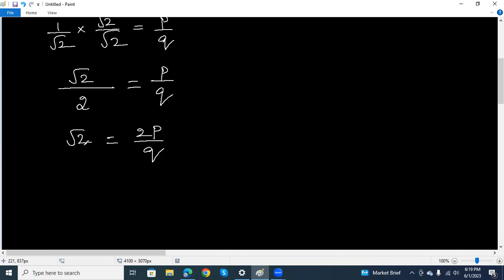But root 2 is an irrational number. Are they both the same? Are they both equal? No. So we will put the same thing. Here 2p by q is a rational number. It is a rational number by the definition.